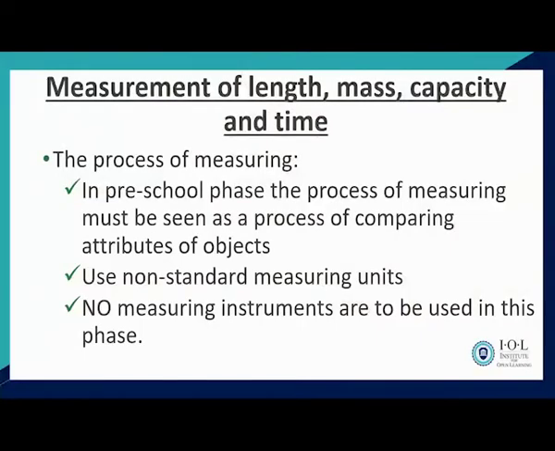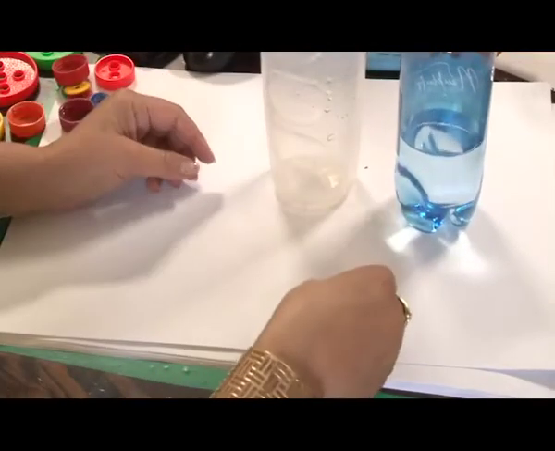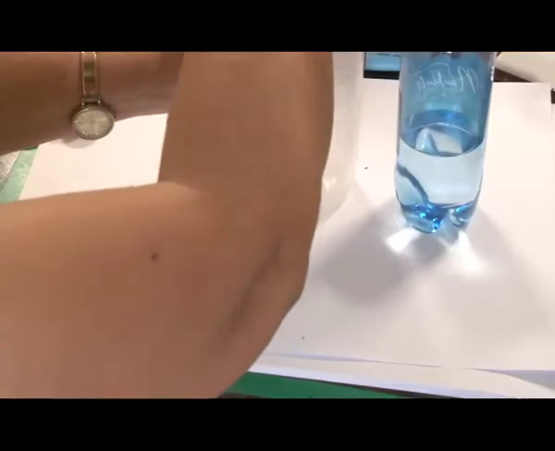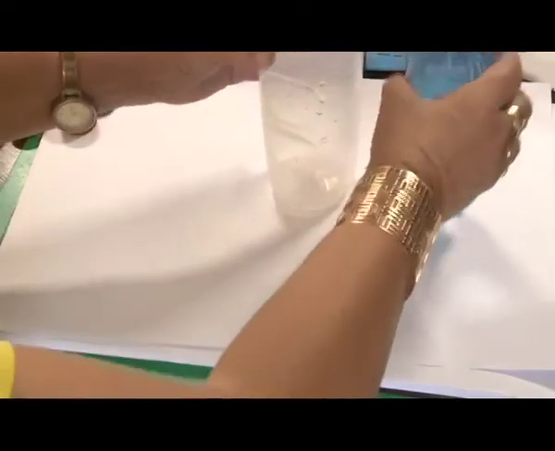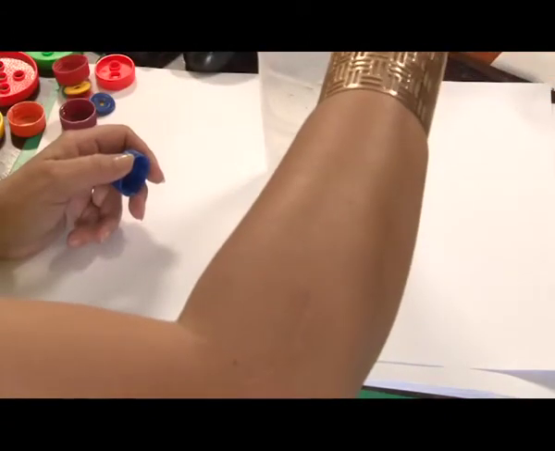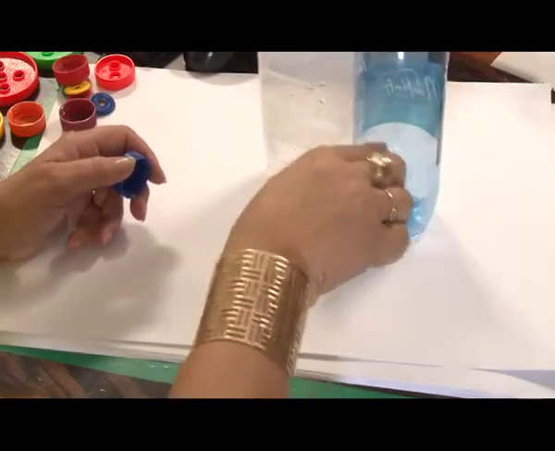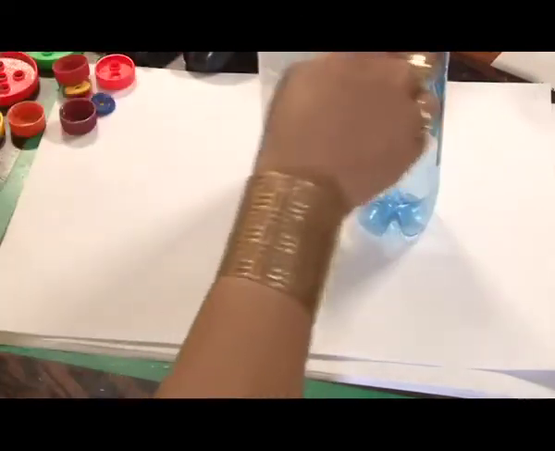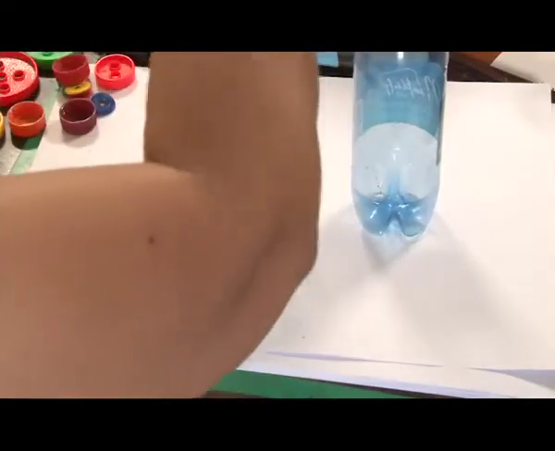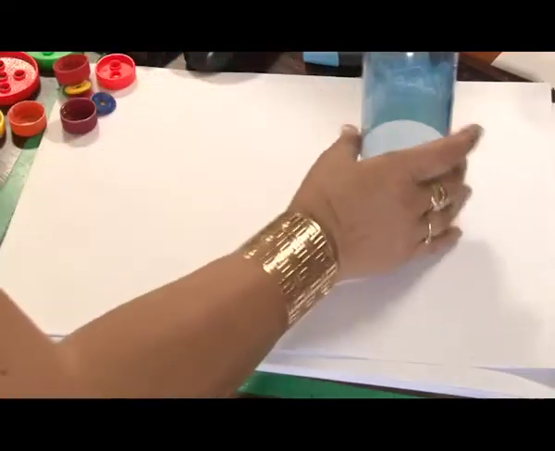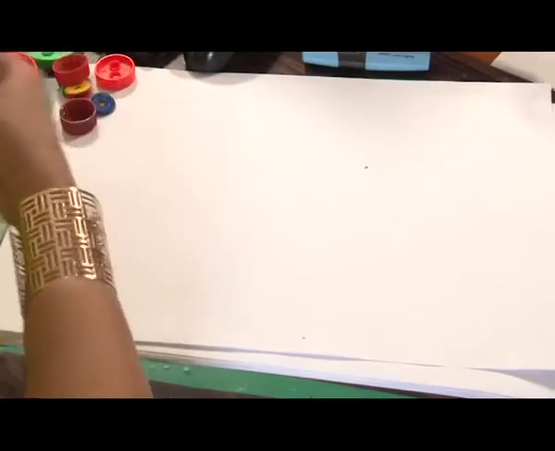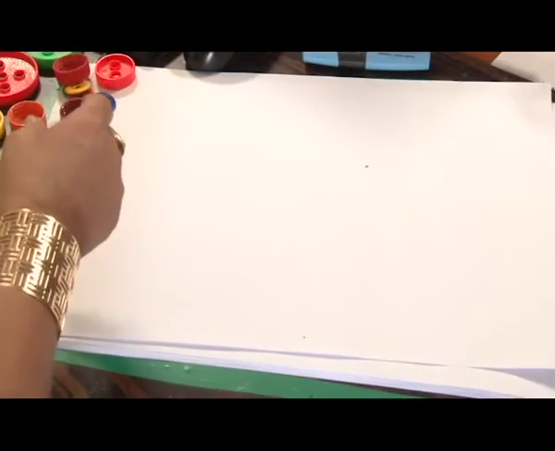Same goes for when we do capacity. I have water in this bottle and I have this bottle. If I show my learners that I pour this water into this bigger container, it seems that it's actually less than what it was. So to prove to the learners that they are the same, we have to do our activities practically in class.